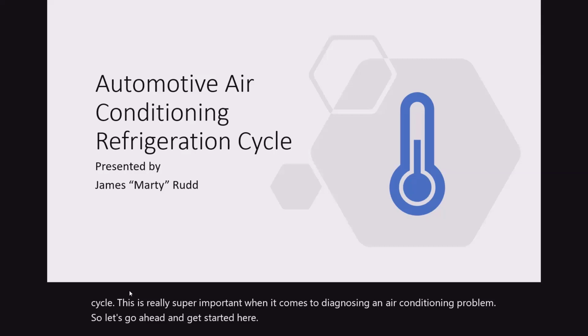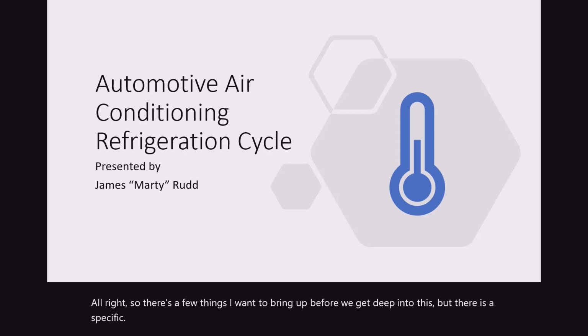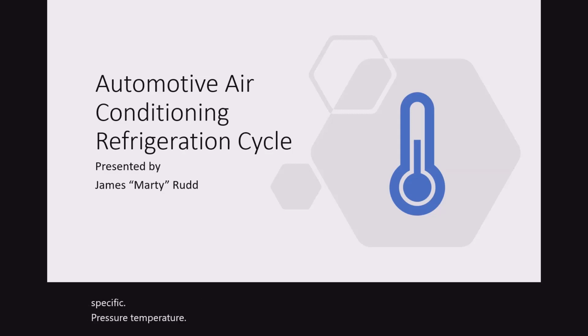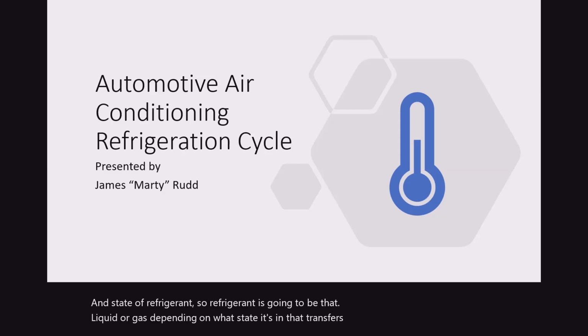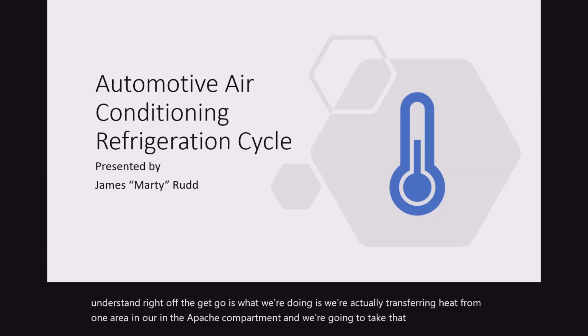All right, there are a few things I want to bring up before we get deep into this. There is a specific pressure, temperature, and state of refrigerant. Refrigerant is that liquid or gas, depending on what state it's in, that actually transfers heat. That's what I want you to understand right off the get-go: we're transferring heat from one area, like the passenger compartment, and taking that out into the outside area. So this is how air conditioning works.